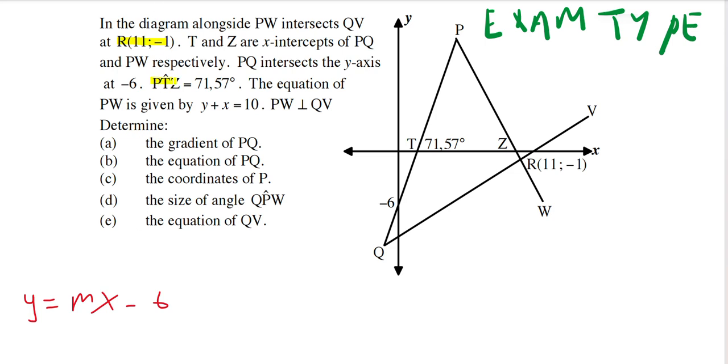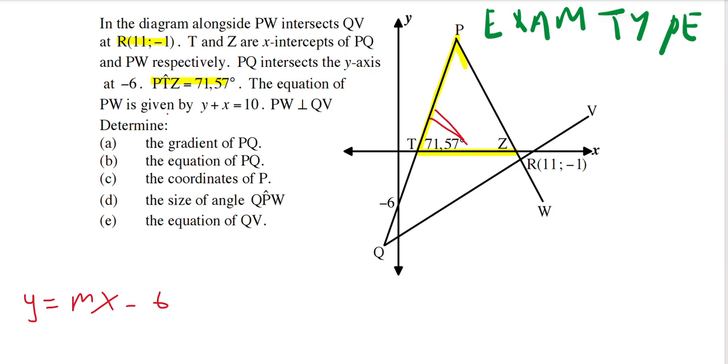Then they say PTZ, so let me do that. They say P, okay, P, then T, then Z. This is 71,57. Okay, now they are touching the angle of inclination.